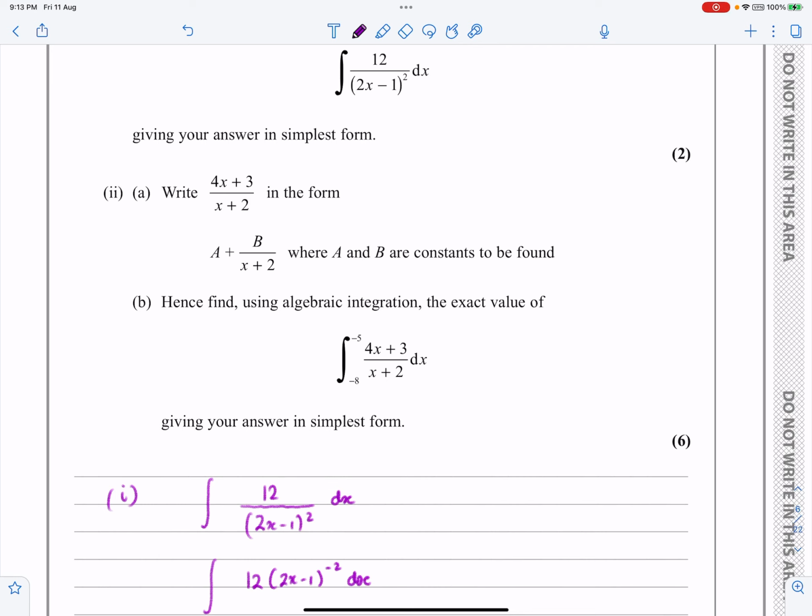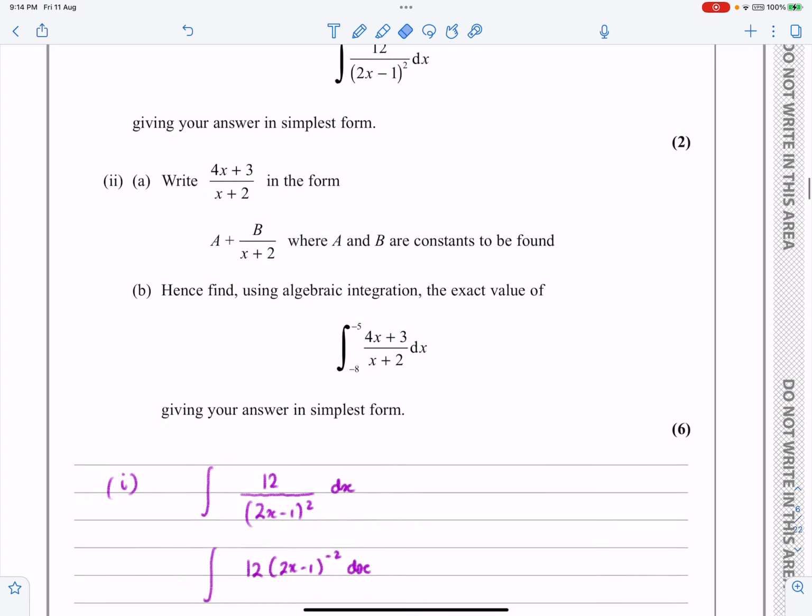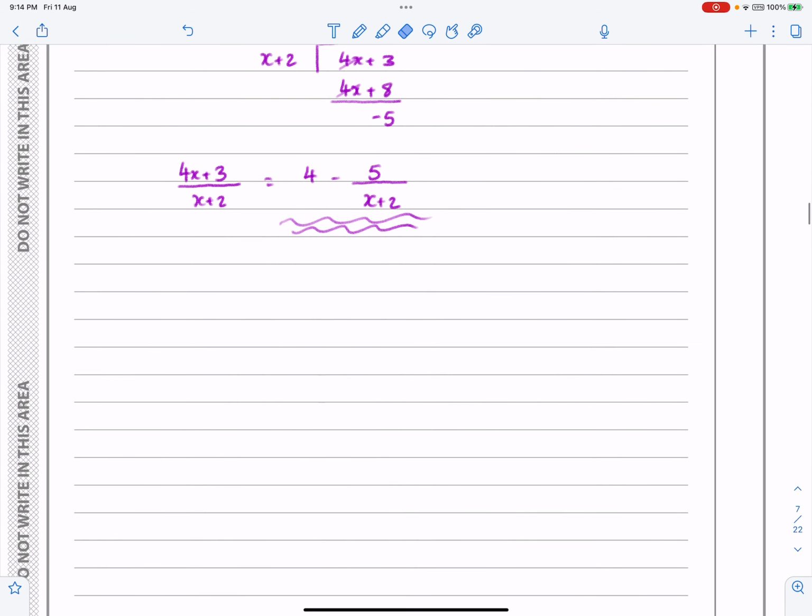And then part B says, can I integrate that? Yes, I can. Let's go ahead and have a go at doing that. So we're going to say the integral, it's got limits between -5 and -8, of (4x plus 3) over (x plus 2) dx. So the first thing we're going to say is that's the same as the integral between -5 and -8 of 4 minus 5 over (x plus 2) dx.